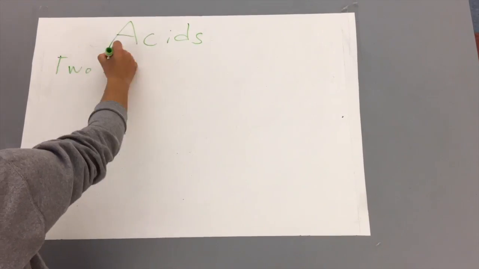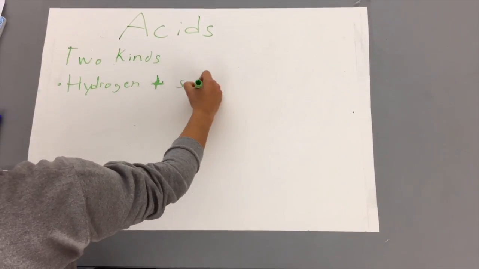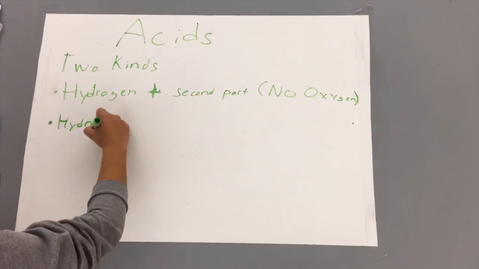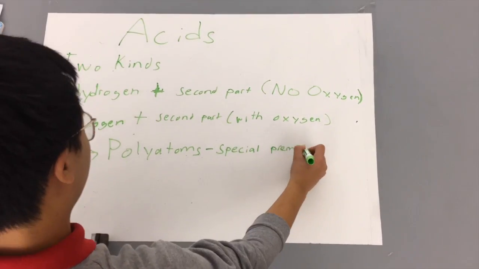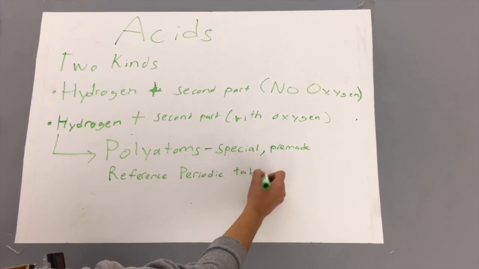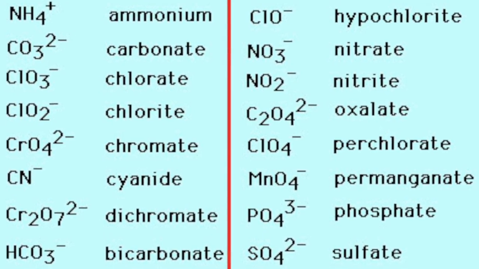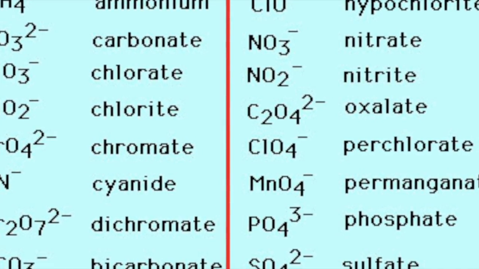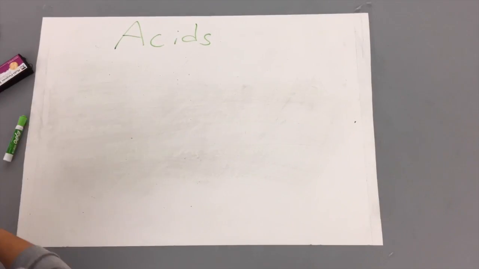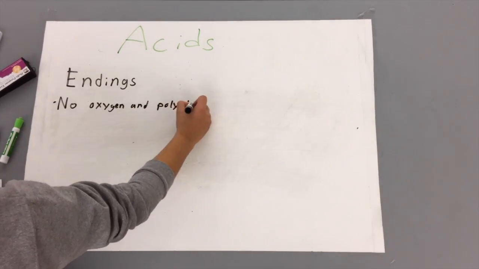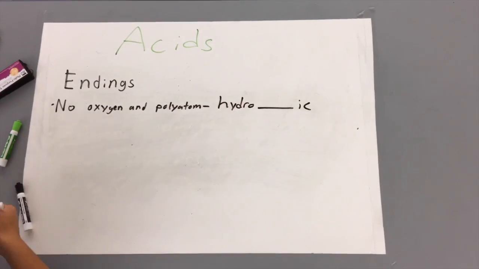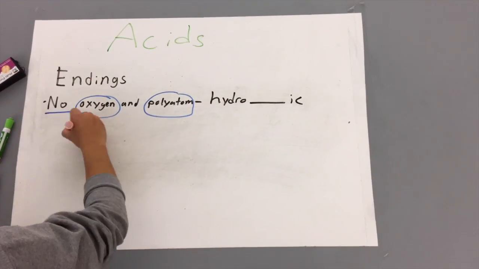There are 2 kinds of acids: one that has hydrogen and the second part does not have oxygen, or hydrogen and the second part does have oxygen, such as a polyatom or an additional element. Arguably the easiest acid nomenclature form is if there is no oxygen and polyatom. In this case, you simply have hydro blank ic.